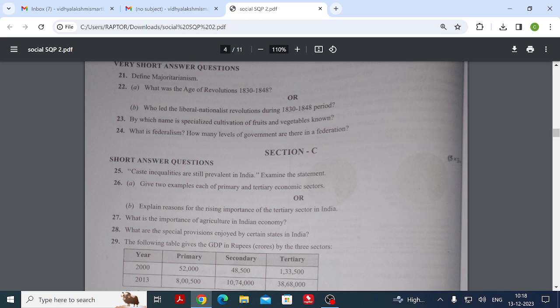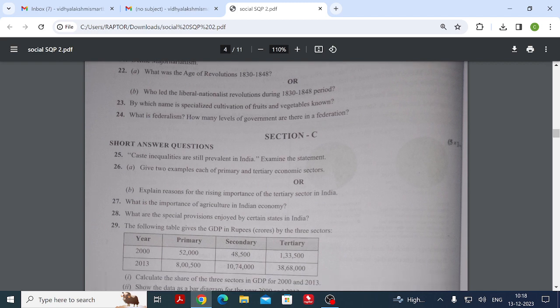Okay, let us see in the answer key. By which name is specialized cultivation of fruits and vegetables known? Horticulture. Okay, what is federalism? Power is shared between. Okay, so how many levels of governments are there in federalism? Two or more levels of governments. So அந்த மாதிரி what அப்படின்னும் போது you will have to define. அதுக்கப்புறமா அந்த கொஷனையும் சின்ன சப்ஹெட்டிங் மாதிரி போட்டு எழுதலாம். Understand? Presentation is required.